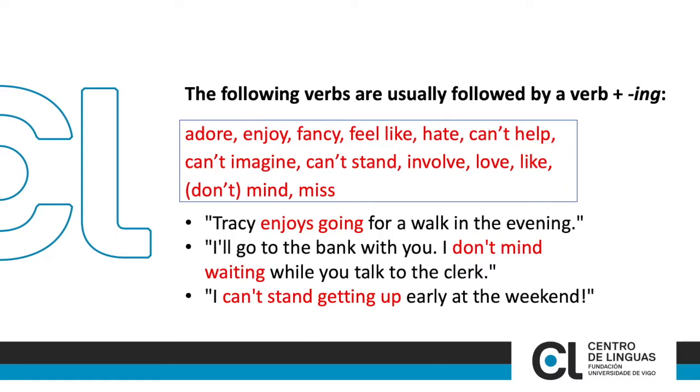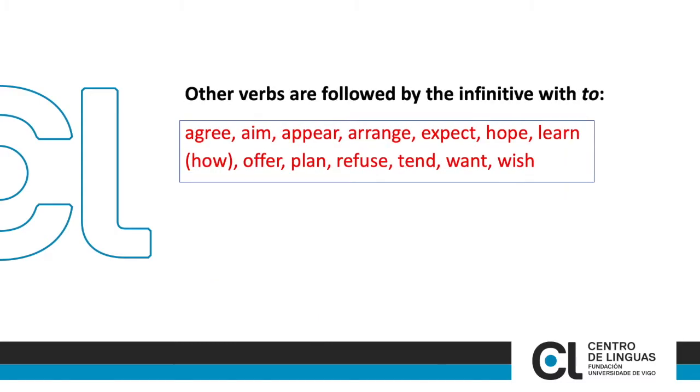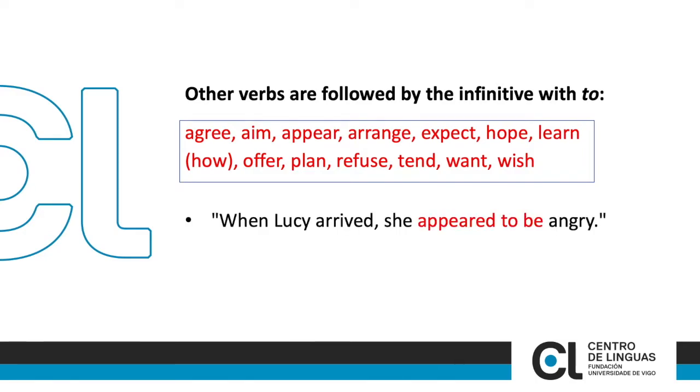Let's look at another category. These are verbs followed by the infinitive with to. When Lucy arrived, she appeared to be angry. Appear plus the verb be. She appeared to be angry. She seemed angry. She appeared to be angry.